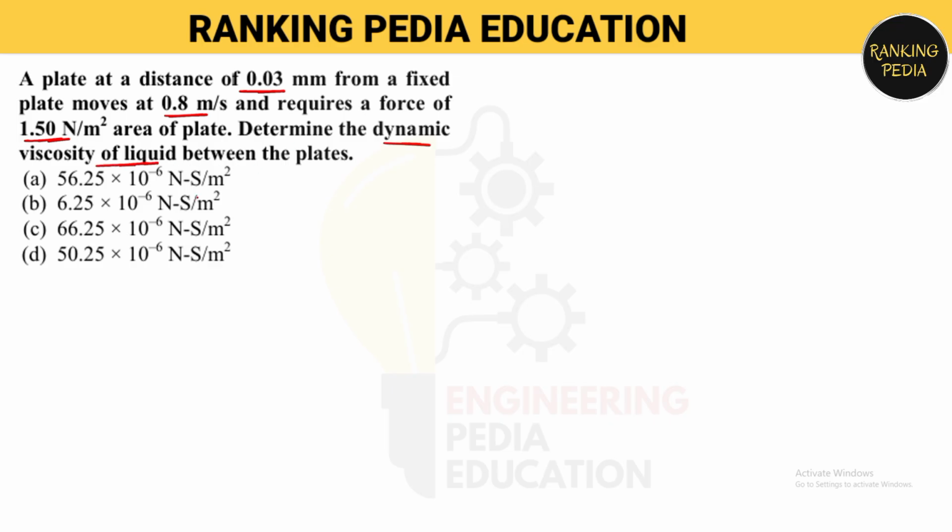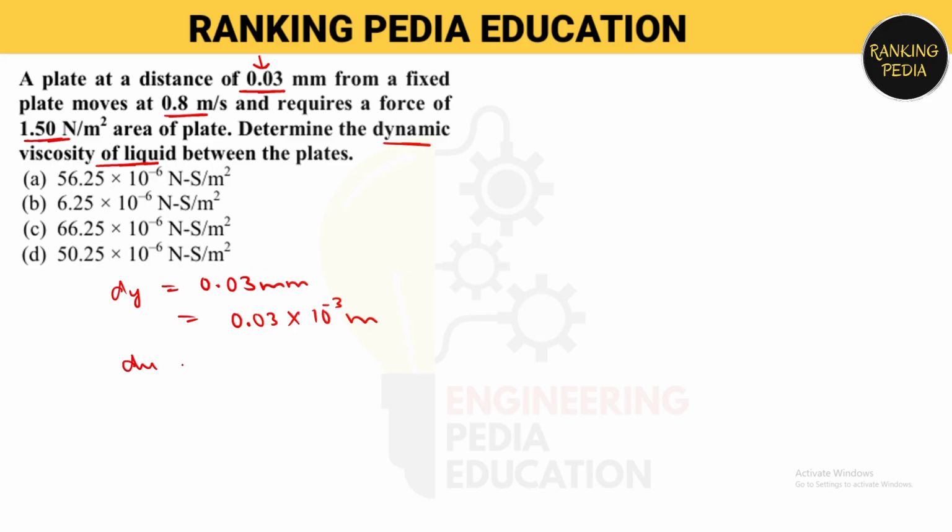First we will note down the given quantities. The distance between the moving plate and the fixed plate is 0.03 mm. So dy is given as 0.03 mm, and in meter it will be 0.03 × 10^-3 meter. Next, the velocity of the moving plate is given.